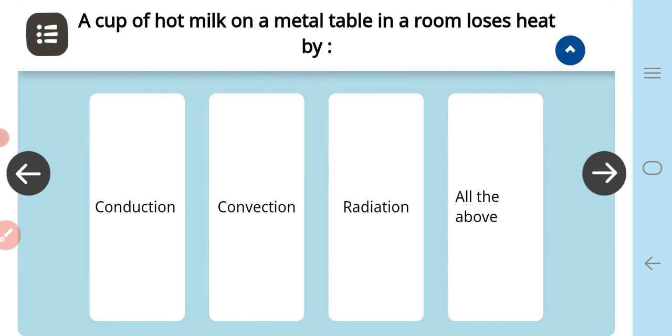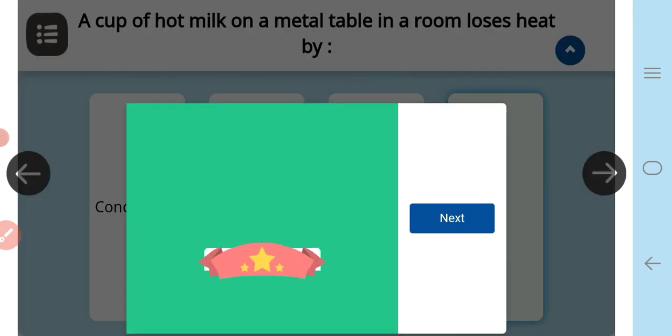Next question is, a cup of hot milk on a metal table in a room loses heat by conduction, convection, radiation, or all of the above. If you try this activity, you will observe that heat is transferred by conduction, convection and radiation, all of these. So the answer is all of the above.